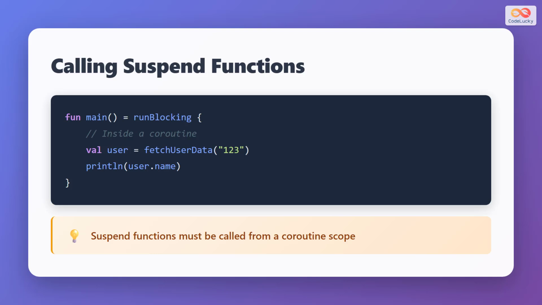Since suspend functions can only be called from coroutines, you need to create a coroutine context to use them. In this example, the main function uses runBlocking, which creates a coroutine scope. Inside this scope, we can call our fetchUserData suspend function. The call looks just like a regular function call, but under the hood, the coroutine machinery handles the suspension and resumption. After the user data is fetched, we print the user's name. Remember, suspend functions must always be called from within a coroutine scope or from another suspend function. Attempting to call them from regular code will result in a compiler error.